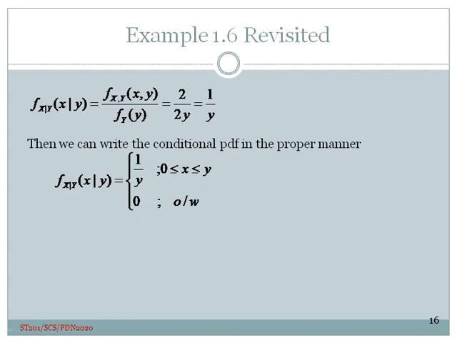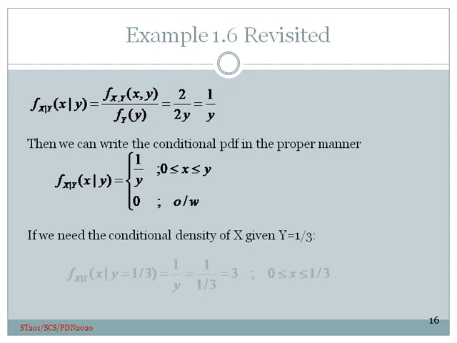Now you can use this conditional PDF to calculate the probability for any value y. Let's say we need the conditional density of x given y equals 1/3. What you have to do is simply substitute the value 1/3 in your equation of conditional probability. So your answer will be 3. If you want to double check your answer, you can always integrate this value over the support 0 to 1/3 and show that it is 1.